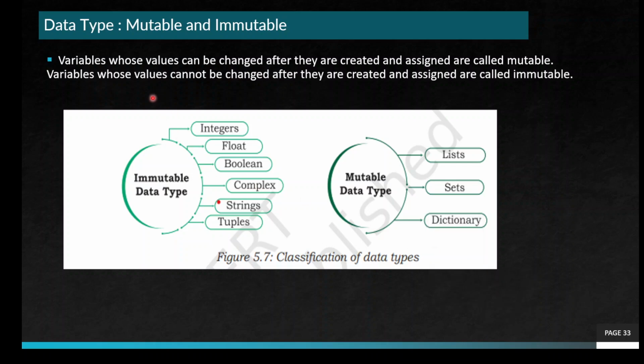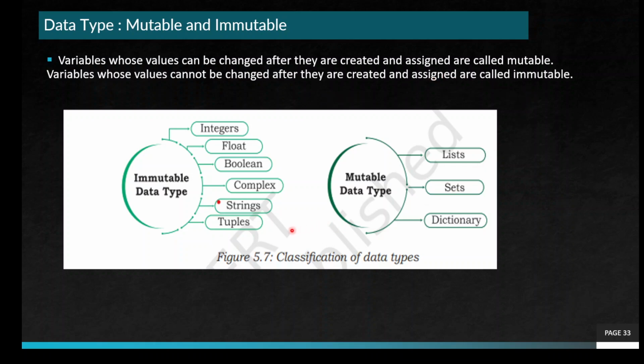So there are two types of data types in Python. One is mutable. Mutable means which can be changed, and the address of the data will stay the same. And immutable means whenever we change the value of the data, it will be destroyed and created again. So let's see the definition. Variables whose value can be changed after they are created and assigned are called mutable, and those whose value cannot be changed after they are created and assigned are called immutable.